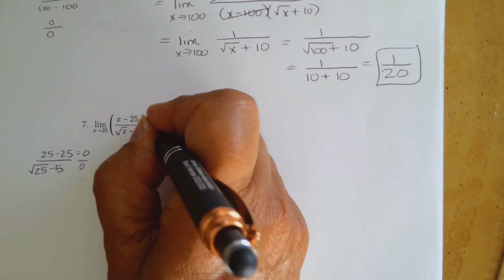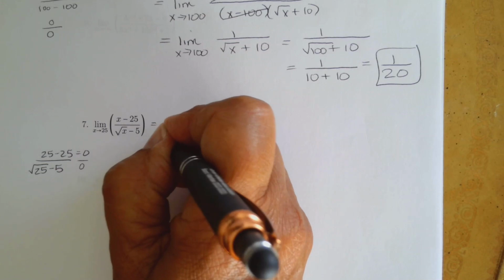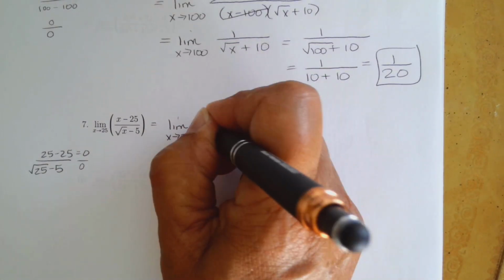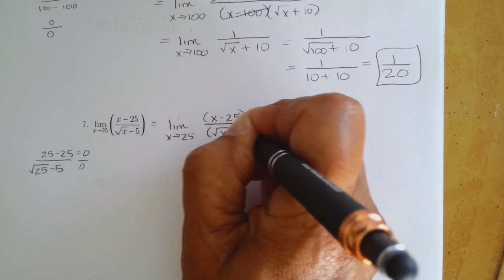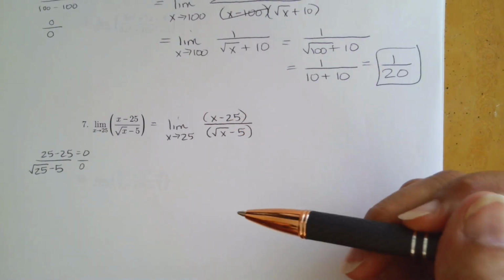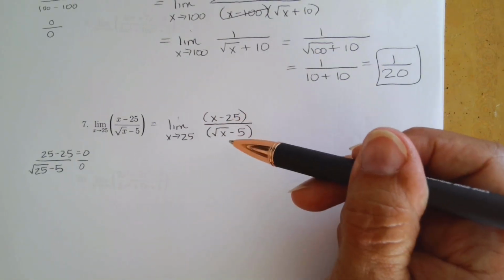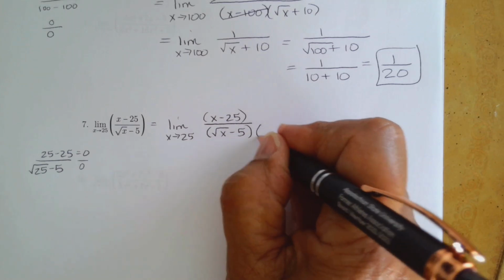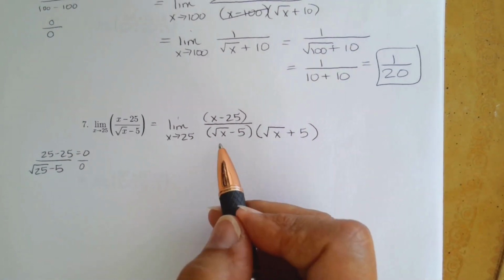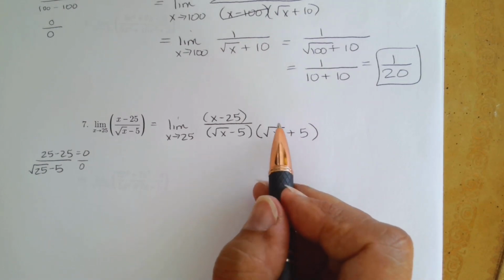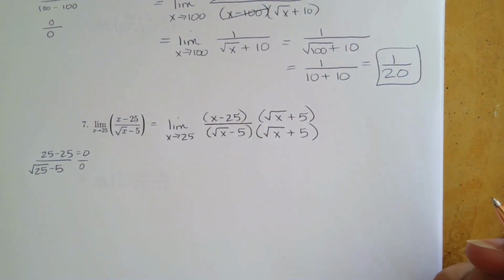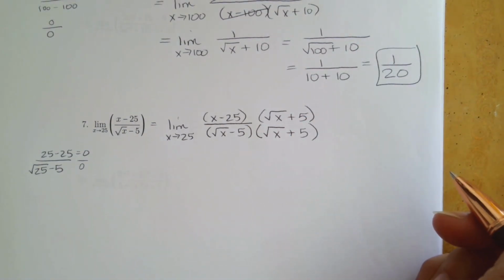All right, so limit as x goes to 25. Put each one in their own parentheses. Okay. All right, now which one do you take the conjugate of? Okay, you take the conjugate of the term that has the square root. So the conjugate of the square root of x minus 5 is the square root of x plus 5. And whatever you do to one, you got to do to the other. Okay. All right, so that's the first part.